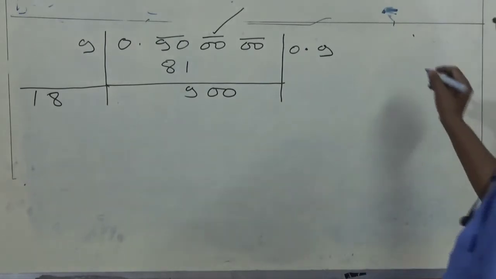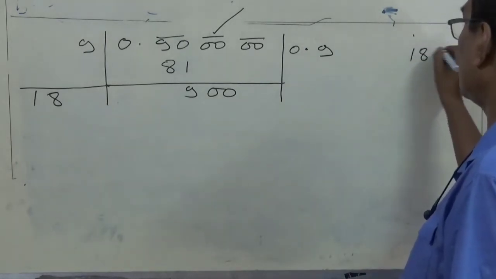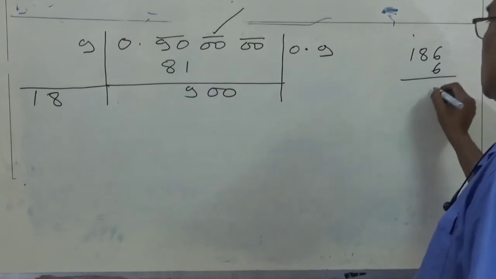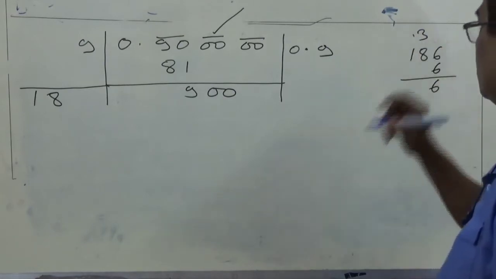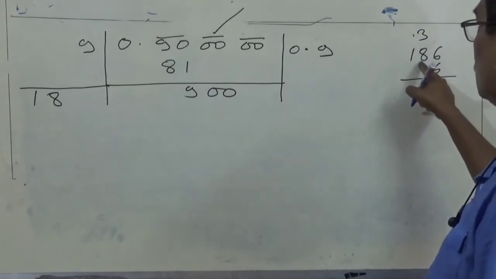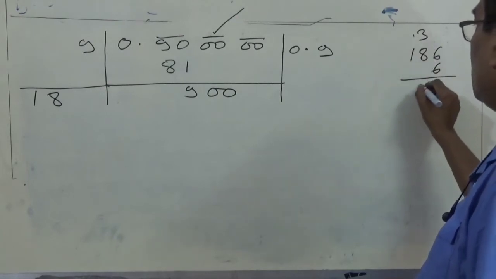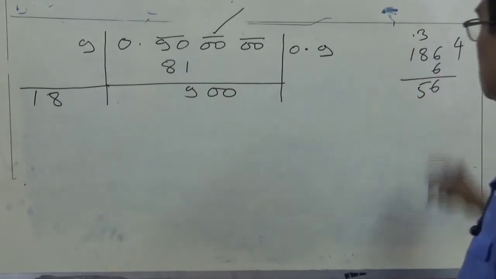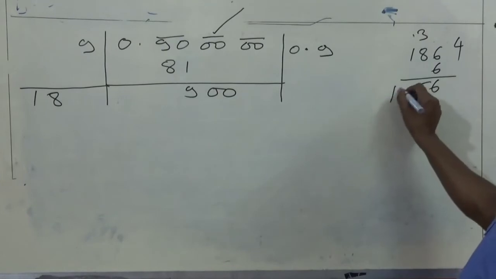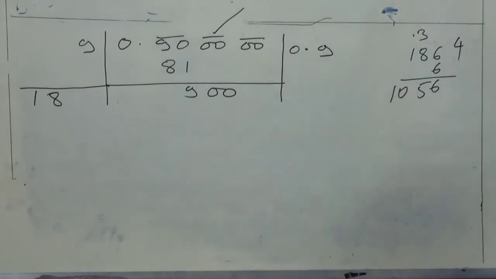Take the test with 6. 1, 8, 6, 6. 6 6s are 36, carries 3. 6 6s are 42, 42 plus 3 is 45, carries 4. 6 1s are 6 plus 4 is 10. I think it is much more than 900, so it will not be allowed here.